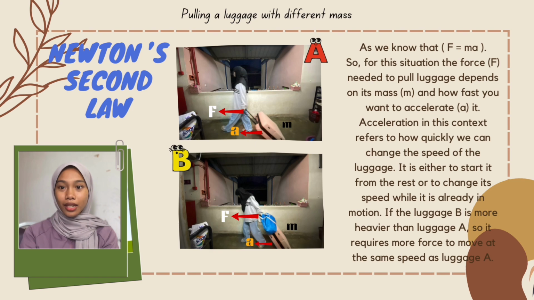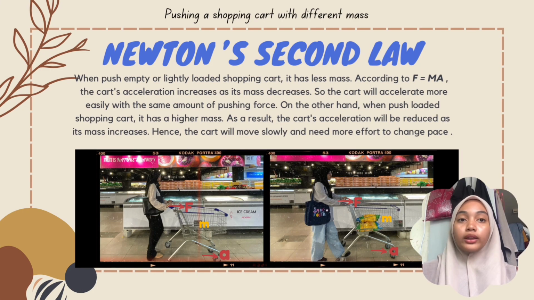If luggage B is heavier than luggage A, it requires more force to move at the same speed as luggage A. Next, pushing a shopping cart with different mass. When pushing an empty or lightly loaded shopping cart, it has less mass. According to F equals ma, the cart's acceleration increases as its mass decreases. So the cart will accelerate more easily with the same amount of pushing force.